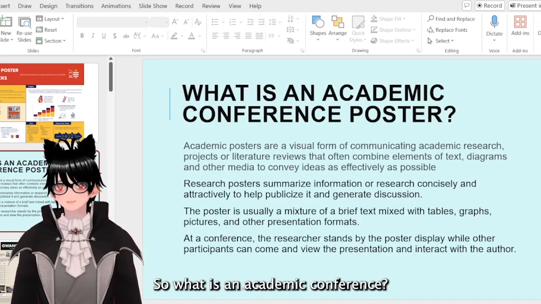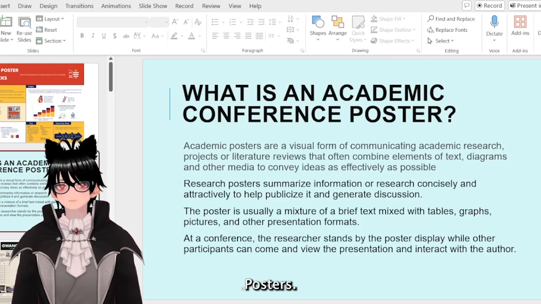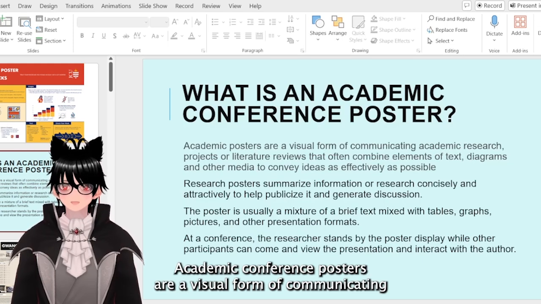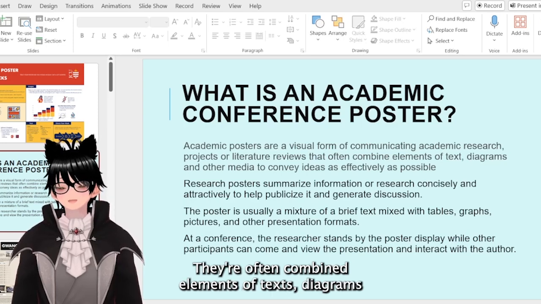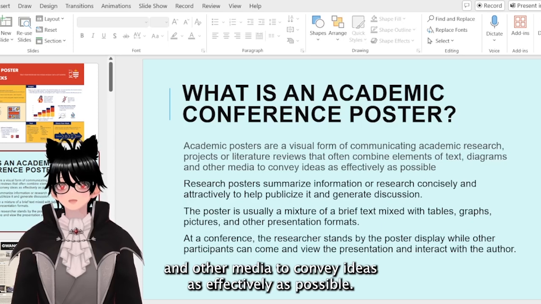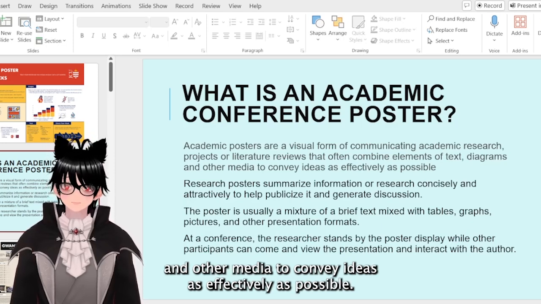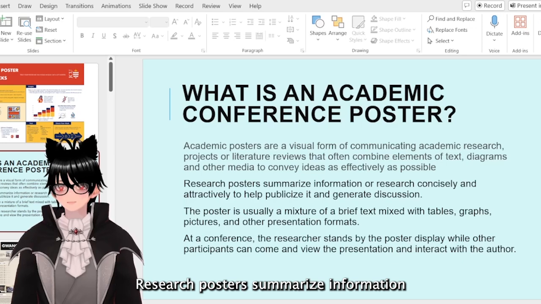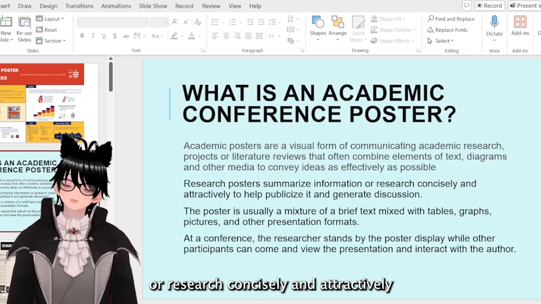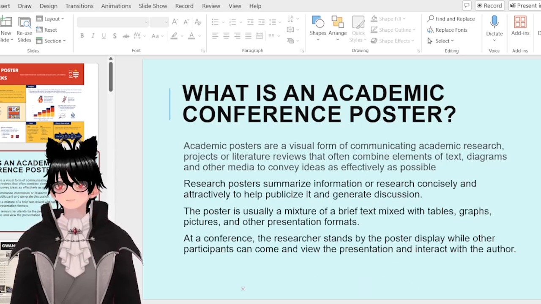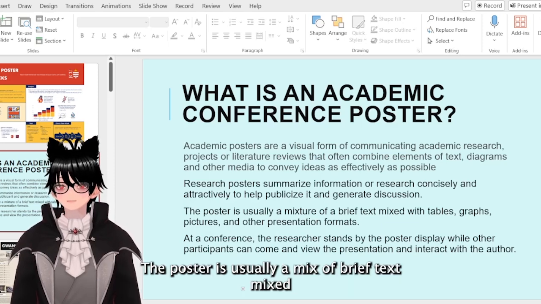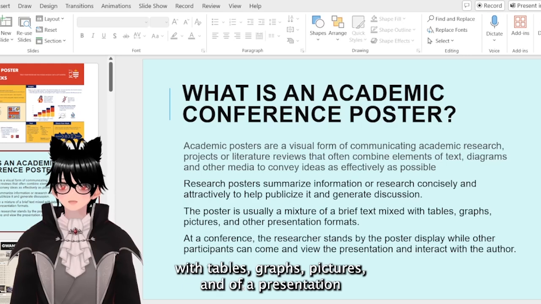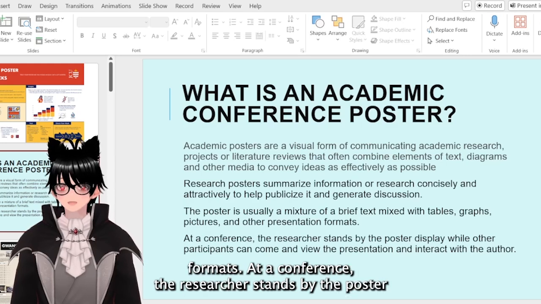So what is an academic conference poster? Academic conference posters are a visual form of communicating academic research, projects, or literature reviews that often combine elements of text, diagrams, and other media to convey ideas as effectively as possible. Research posters summarize information or research concisely and attractively to help publicize and generate a discussion. The poster is usually a mix of brief text mixed with tables, graphs, pictures, and other presentation formats.